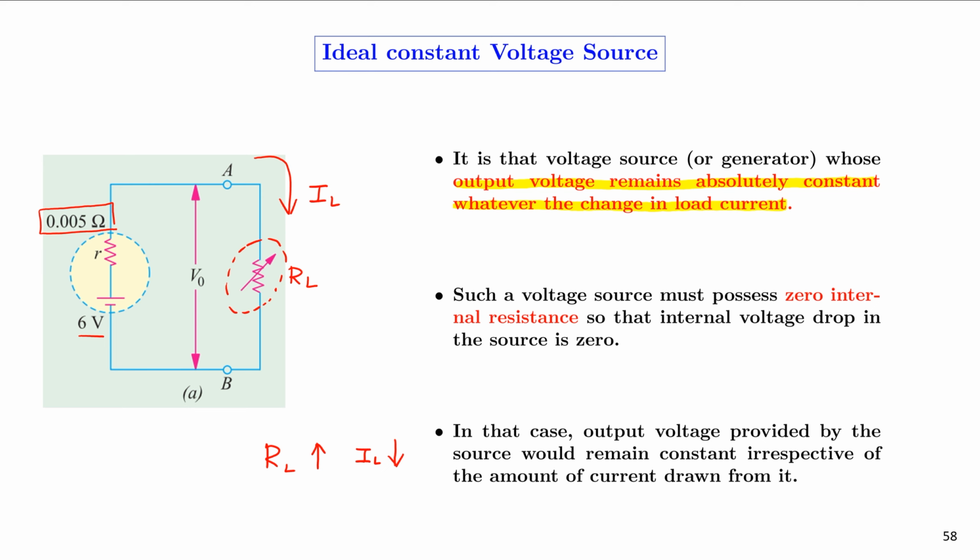For a voltage source to be ideal, it must possess zero internal resistance. The internal resistance that is shown in this figure is 0.005, which is very low, but ideally it should be 0. If it is not equal to 0, then there will be a finite potential drop across the internal resistance, and in that case, the output voltage provided by the source will not be constant. So if the internal resistance is equal to 0, the output voltage provided by the source would remain constant irrespective of the amount of current drawn from it.